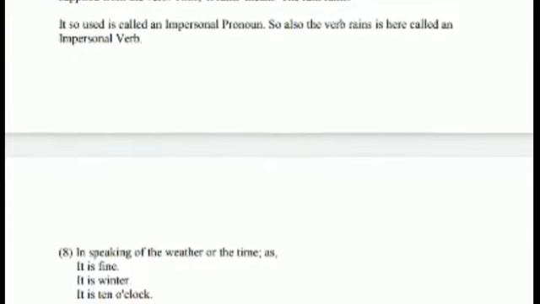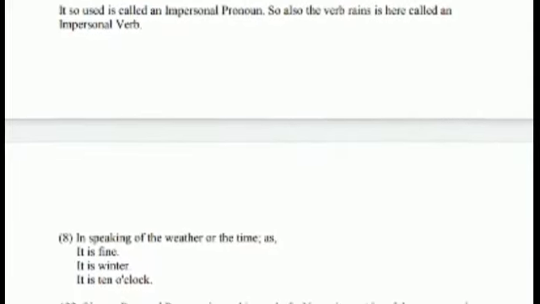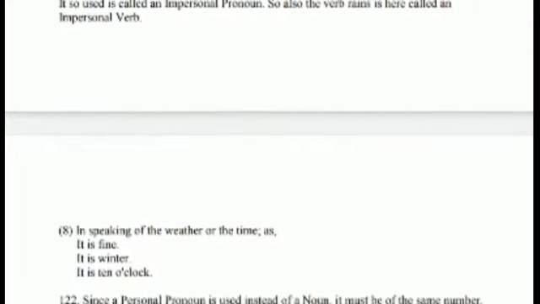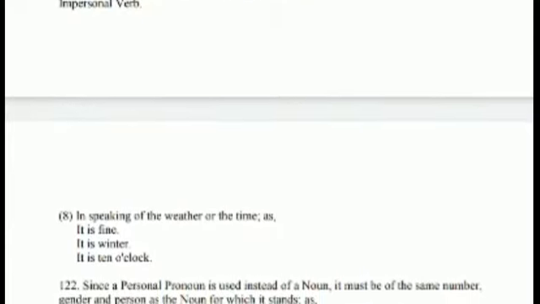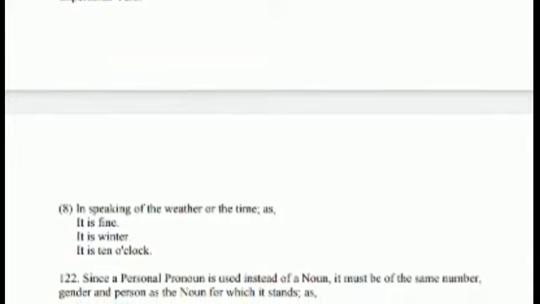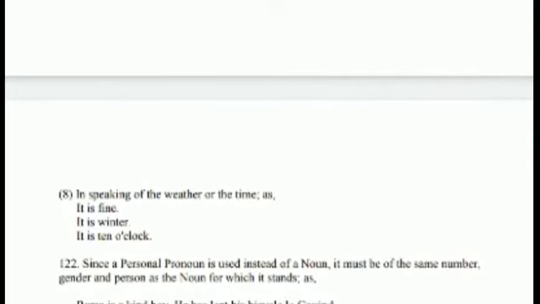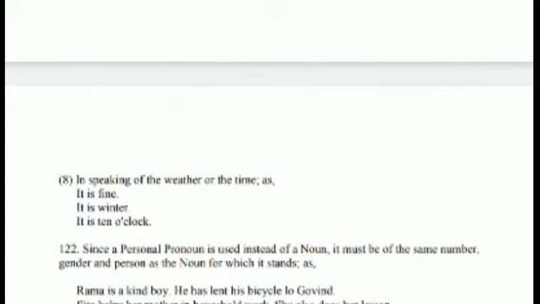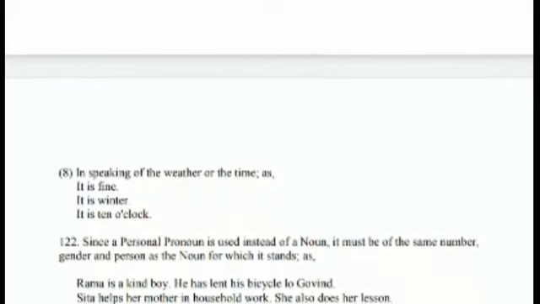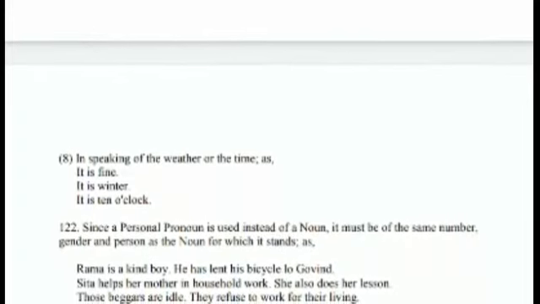So that's all about third person personal pronouns. Since a personal pronoun is used instead of a noun, it must be of the same number, gender, and person as the noun for which it stands. Example, Rama is a kind boy. He has lent his bicycle to Govind. Sita helps her mother in household work. She also does her lesson.